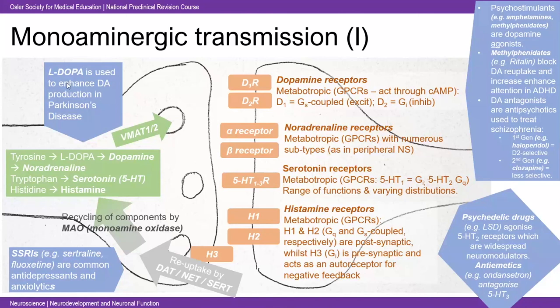L-DOPA, I'm sure you've met that before. SSRIs are your most common antidepressants and anxiolytics now, which work by increasing serotonin in the synapse. Remember that the earlier class of antidepressants and anxiolytics were monoamine oxidase inhibitors, and you might come across those at some point.